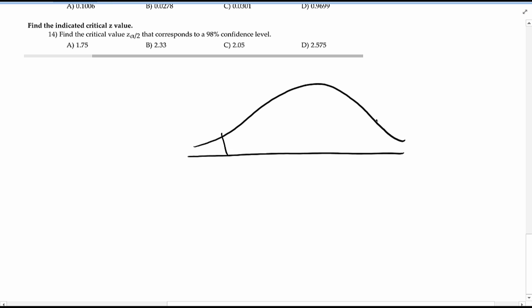Okay, let's do number 14. Problem 14 says to find the critical values that correspond to a 90% confidence interval. So if we are going to build a 90% confidence interval, we want this symmetry of 90% around the mean. And so the tails right here contain the rest. That is usually called the alpha, the level of significance.